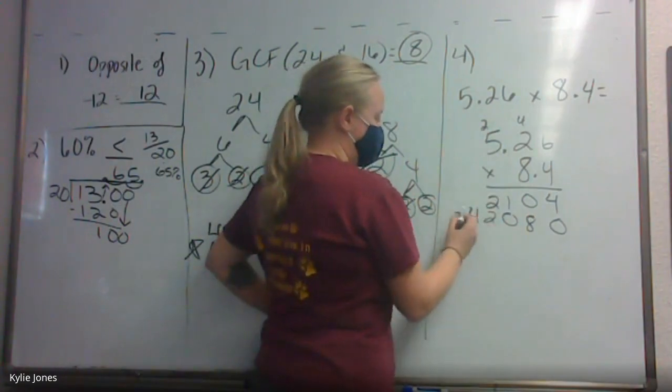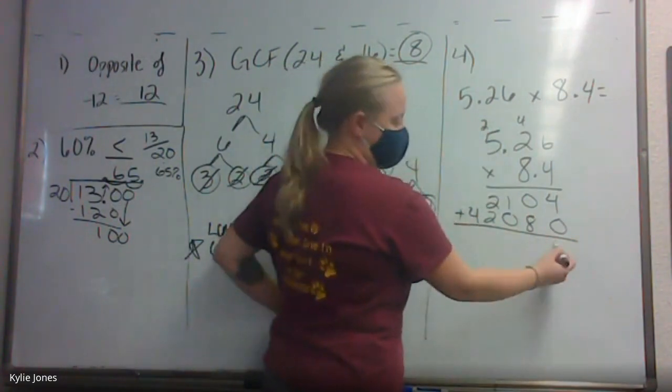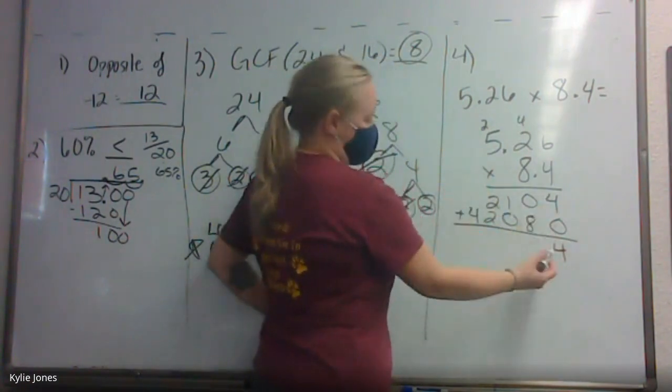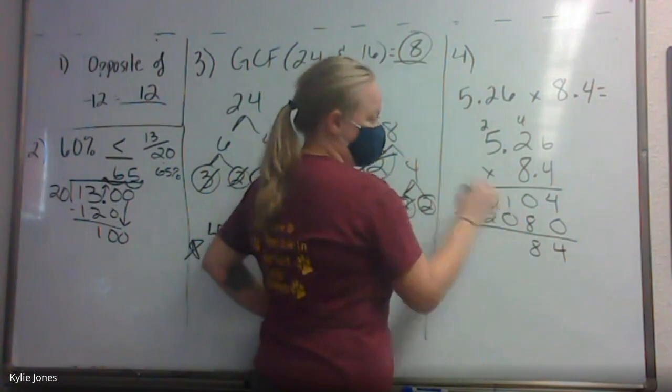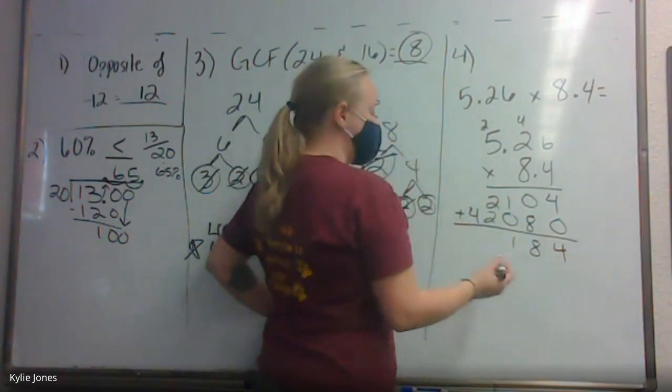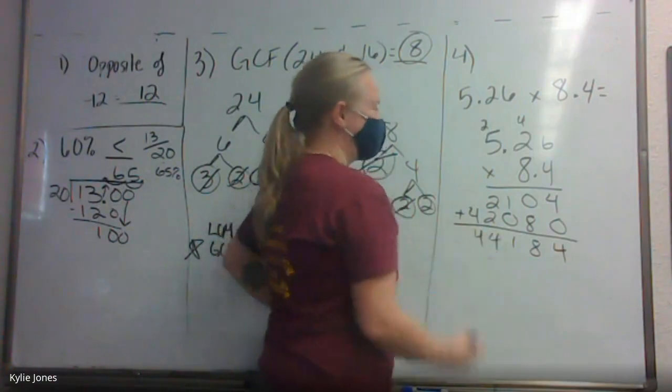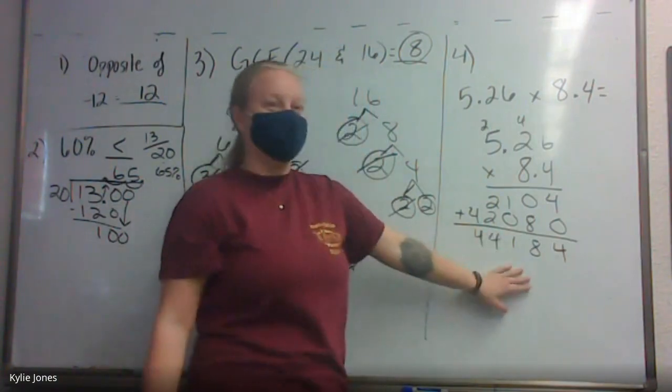42. Then we can add, what is 4 plus 0? 4. What's 0 plus 8? 8. 1 plus 0? 1. 2 plus 2? 4. And 4. Good. So my answer is 44,100.